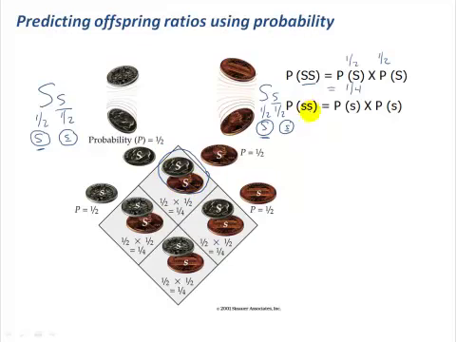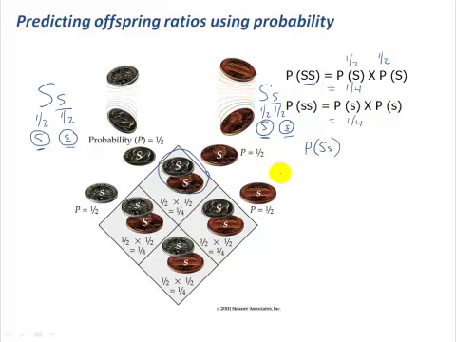What's the probability of ending up with a homozygous recessive? Well, it's the same, right? We take the probability of ending up with a recessive allele coming from both parents. That's going to be 1/2 times 1/2, also 1/4. Now, what is the probability of ending up with a heterozygous individual?